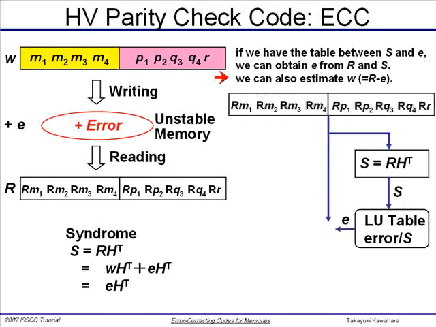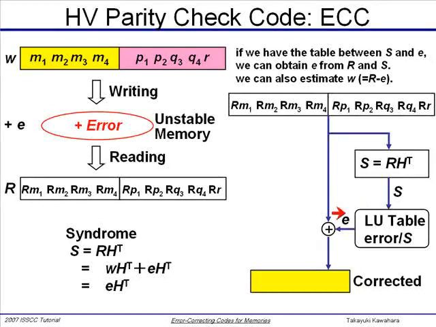So this is what I said right down here. When I use the readout data, we calculate the syndrome. So we look at the table of the error against the syndrome, so we can find out what the error is. Then, by summation with the original data, we can have the corrected data. So this is how it works with the HV parity check code.